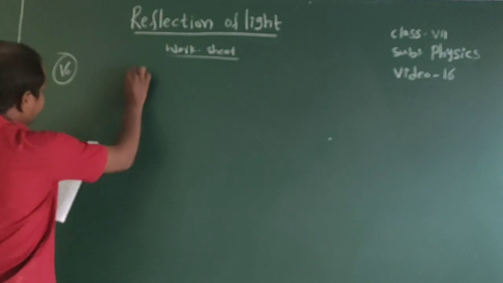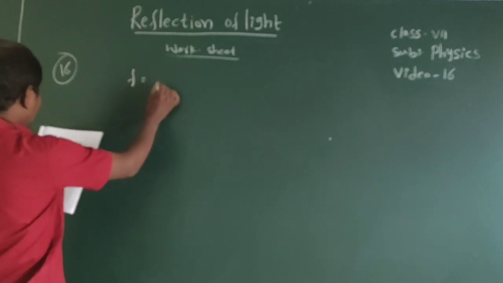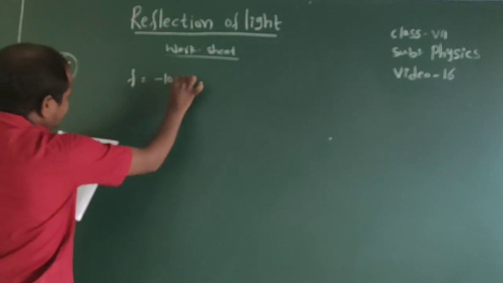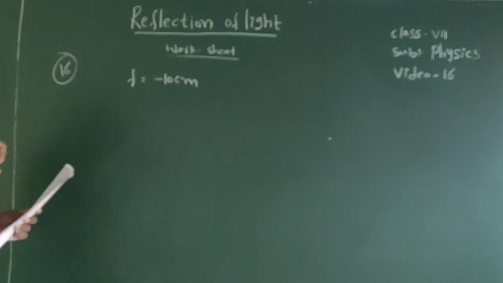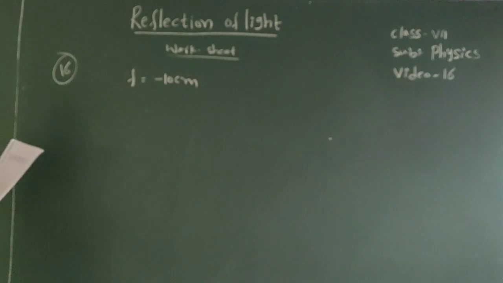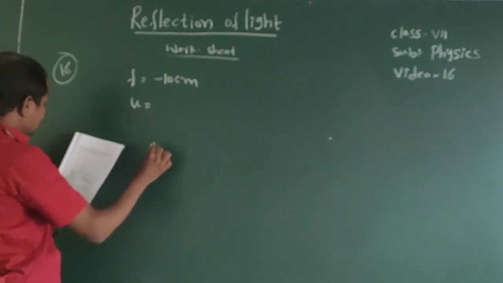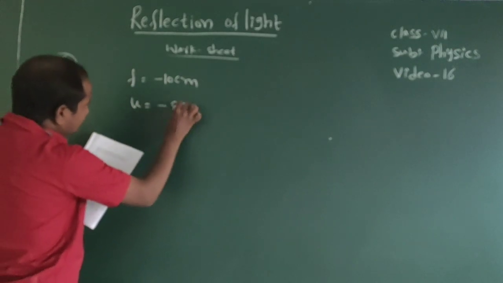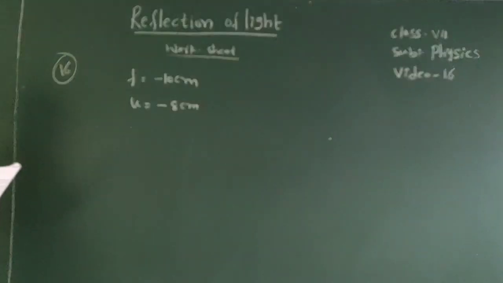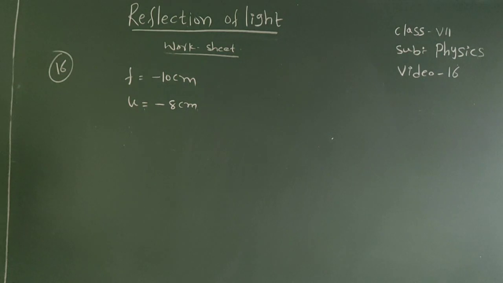So your focal length is given, that is equal to how much? Minus 10 centimeters, because it is a concave mirror. Focal length of concave mirror is negative. Next one. U is given, means object distance, that is equal to minus 8 centimeters. The image distance and object distance, and the focal length are negative for the concave. Focal length and image distance are positive for the convex mirror, but object distance is negative.